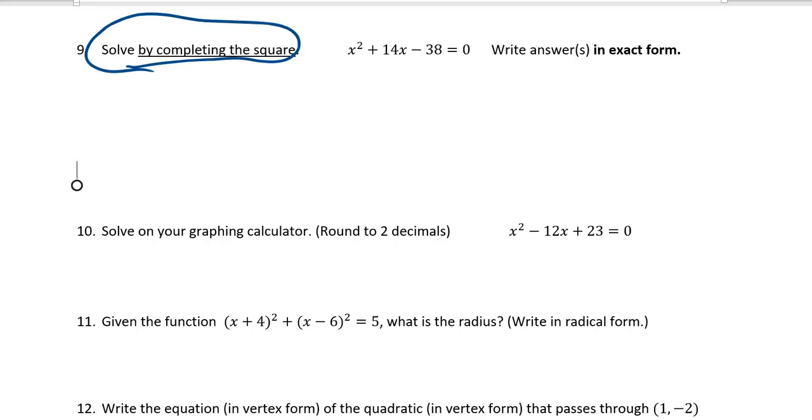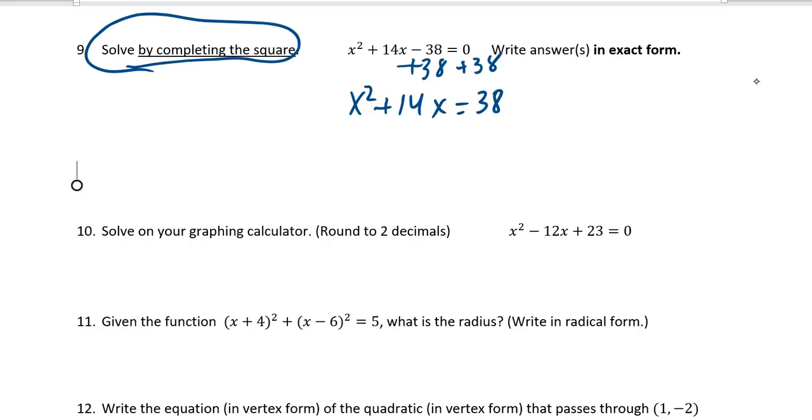So the steps for completing the square are, first, if A is not 1, you're going to need to divide through by A on both sides. But in our case, A is 1, so we're fine. Next, I want to make sure that my equation is in standard form, and I'm going to add the C value to both sides. Because I want to end up with ax squared plus bx equals negative c, and have a equal to 1. So I get x squared plus 14x is equal to 38.